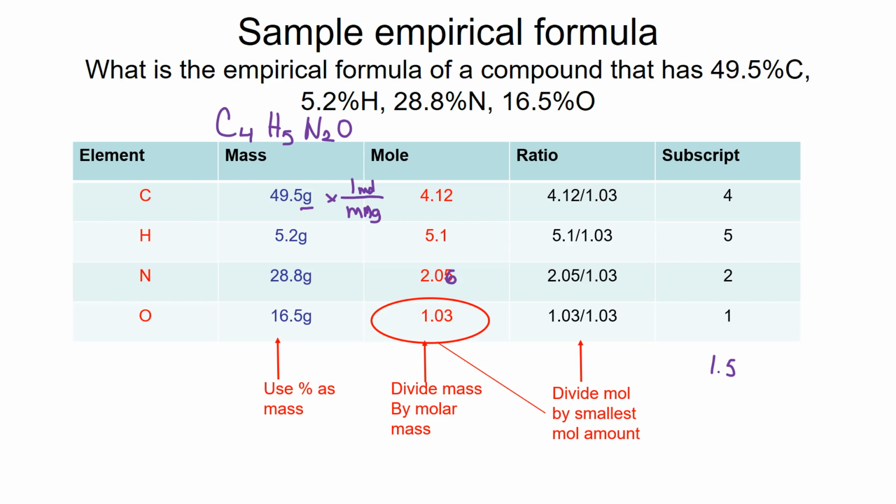If it was 1.7, I'd multiply everything by 4, because .7 would be like .75, close to a quarter. 1.3, I'd multiply everything by 3 because that's a third. So we're going to have an example of that on this next one.